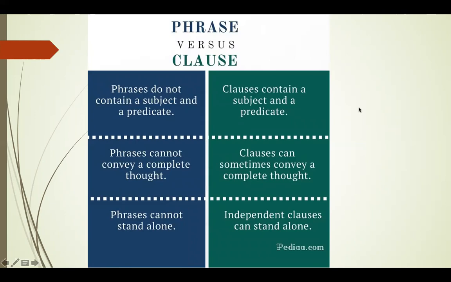Phrases can't convey a complete thought. Clauses can sometimes convey a complete thought. Here it says sometimes because we know that dependent clauses cannot convey complete thoughts. Phrases can't stand alone. Independent clauses can stand alone.